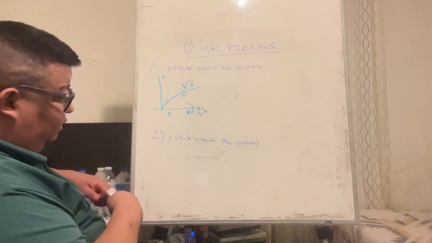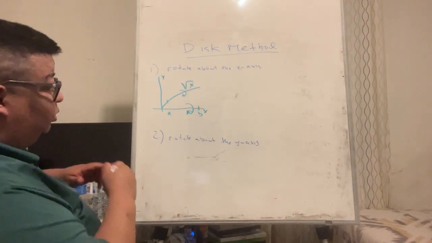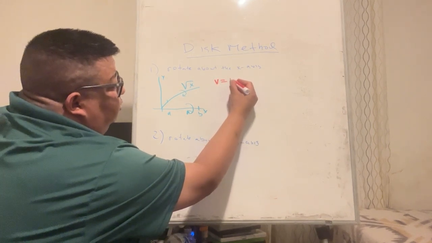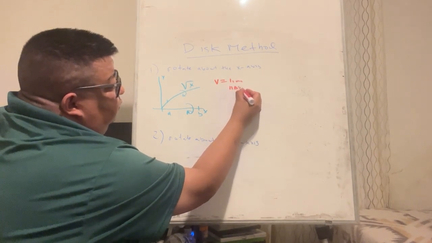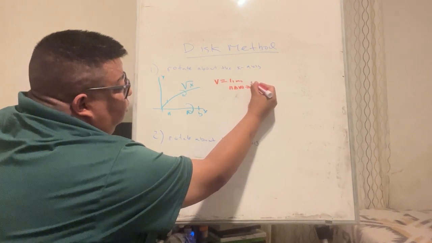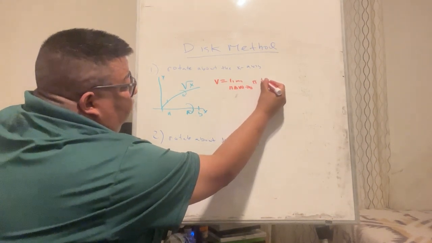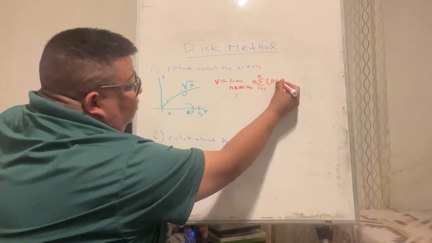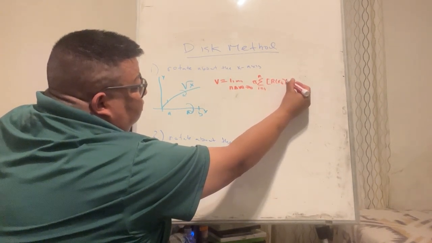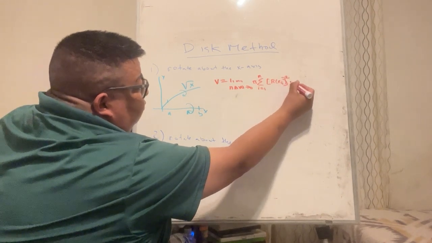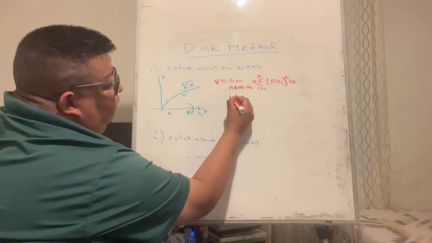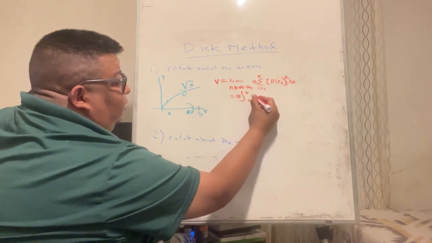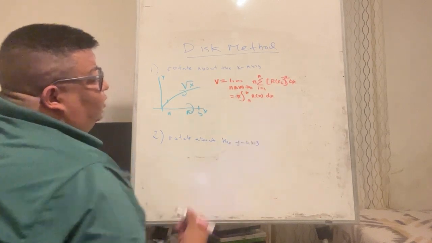So the way that it looks is as follows. The volume is going to be equal to the limit as delta x approaches 0 of pi times the summation from i equals 1 to n of R(xi) squared delta x, and that's going to be equal to the integral from a to b of pi R(x) squared dx.